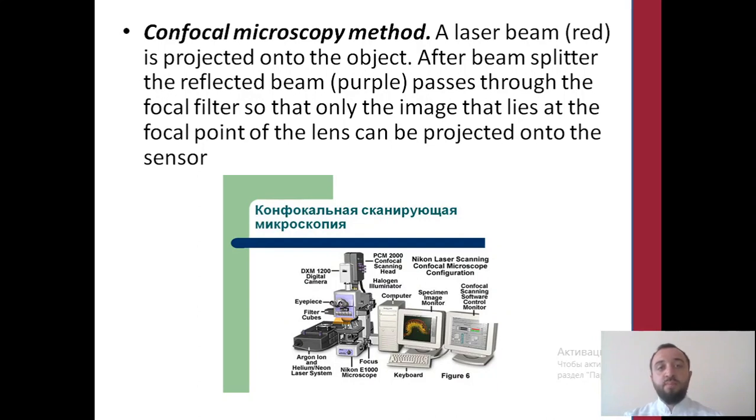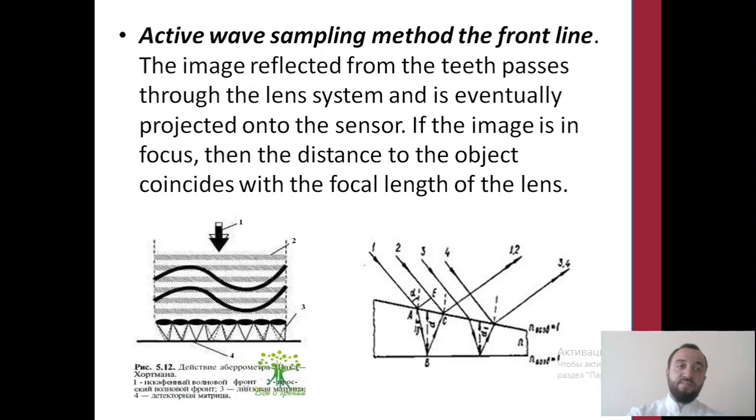Confocal microscopy method. A laser beam is projected onto the object. After beam splitting, the reflected beam passes through the focal fields so that only the image that lies at the focal points of the lens can be projected onto the sensor.